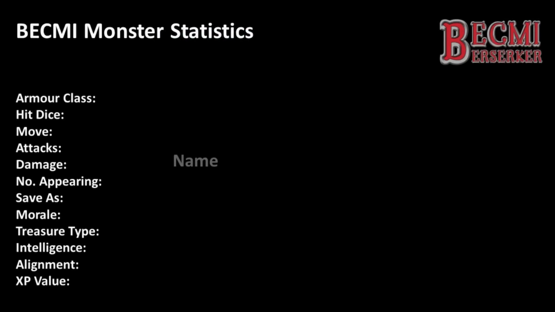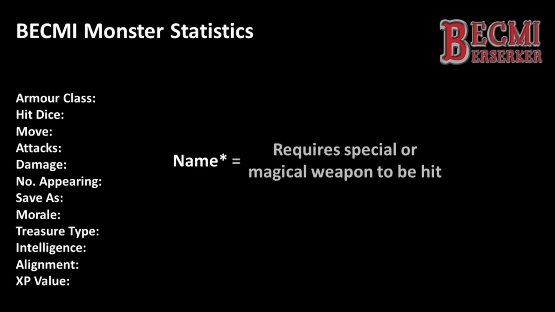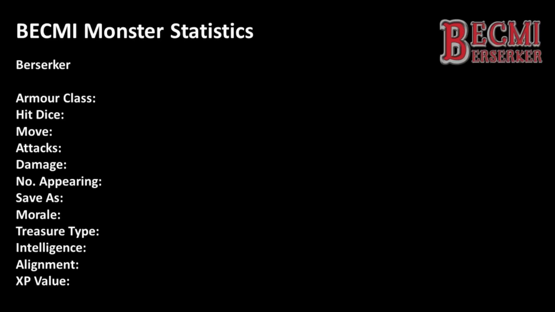Each monster is presented with its name. Nothing extraordinary in that. However, if a monster's name was to be followed by an asterisk, it means that the creature could only be hit by a special or magical weapon, such as a silver blade or a +2 weapon. This asterisk use is a visual clue to Dungeon Masters to use such monsters with caution. I'm going to start with a simple presentation, so the name of this monster is a Berserker. As you can see, the name of Berserker is not followed by an asterisk, meaning no special weapon is required to hit one.